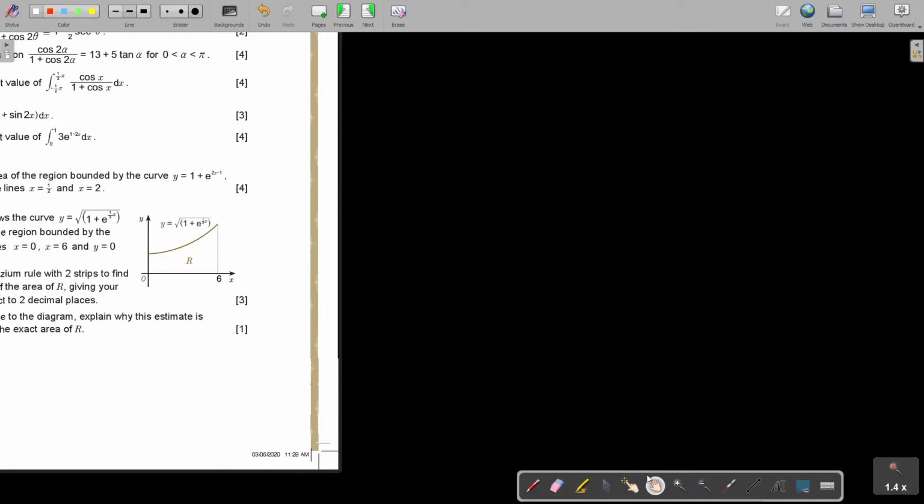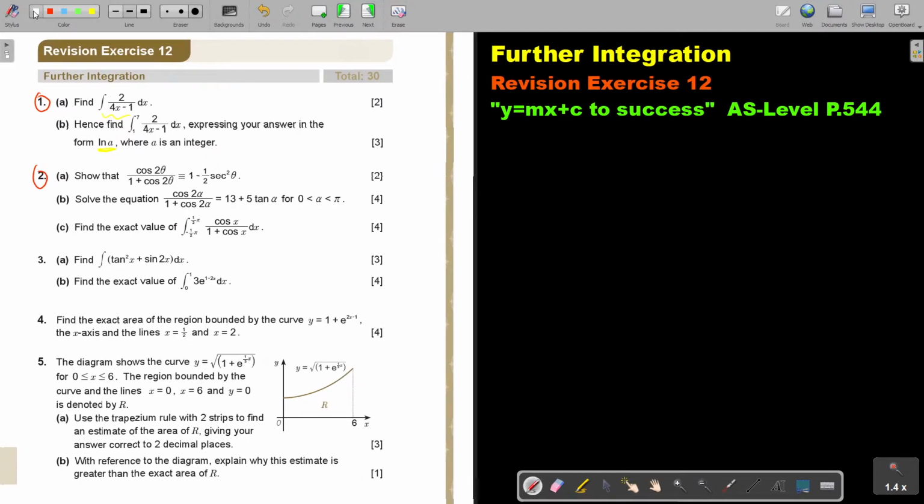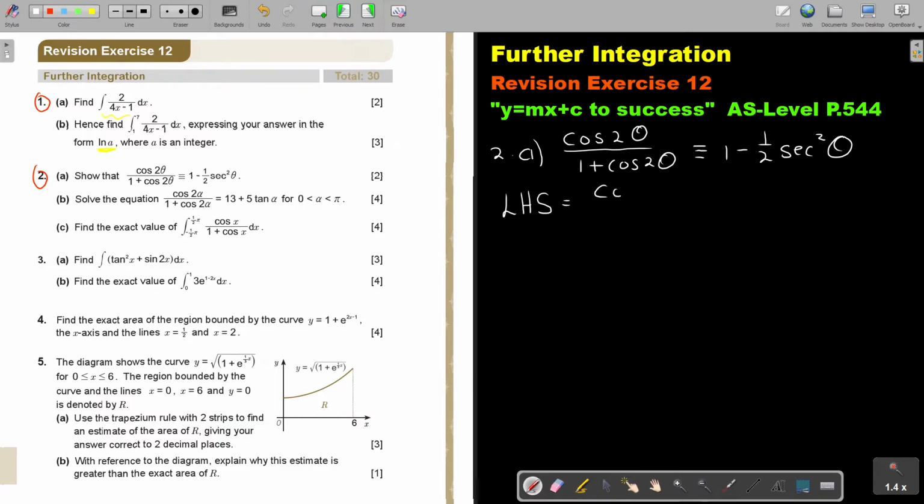Okay, then we start. Okay, number two. I'm starting and I say show that. Okay, so it's left-hand side equals right-hand side. So it's a proving identity. It's usually to help you in the next step. 1 plus cos 2 theta, over 1 minus a half sec squared theta. Okay, I'm going to start with the left-hand side. And I'm just going to rewrite it first.